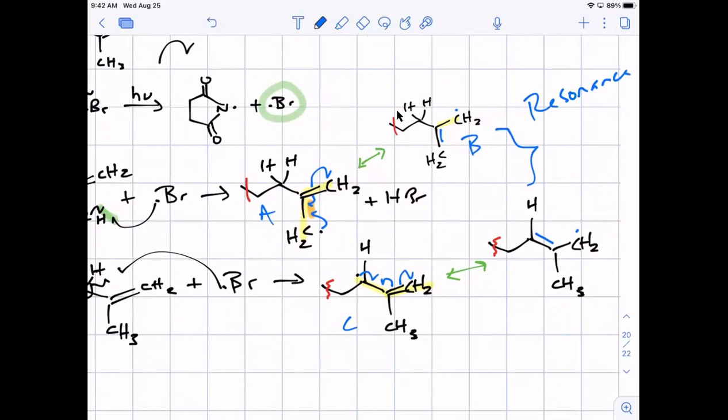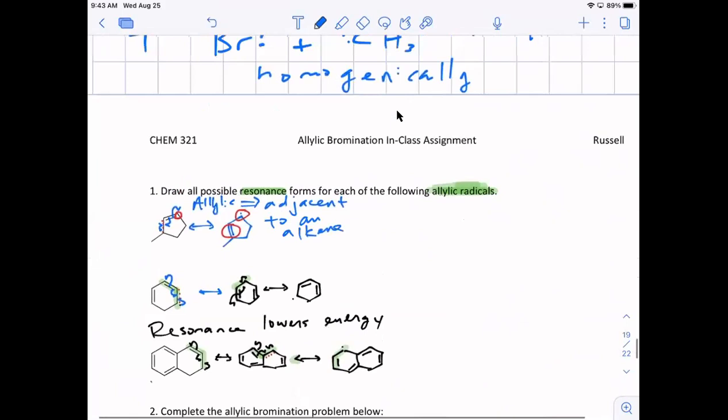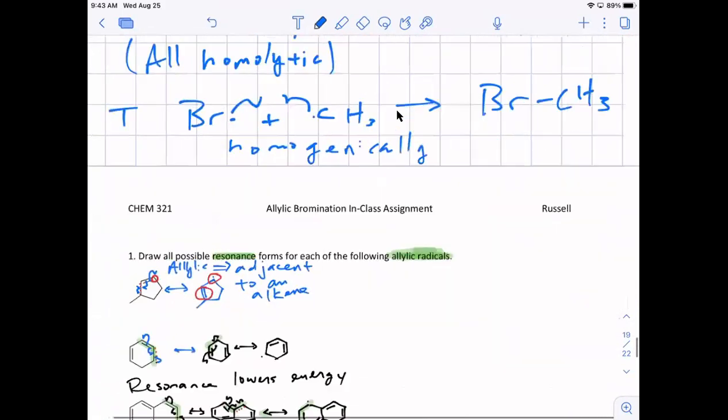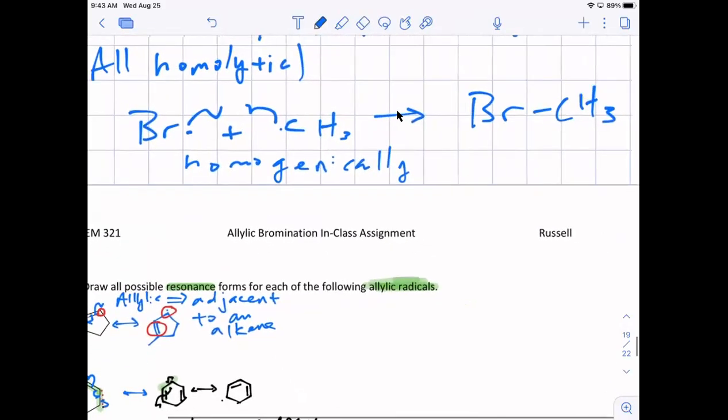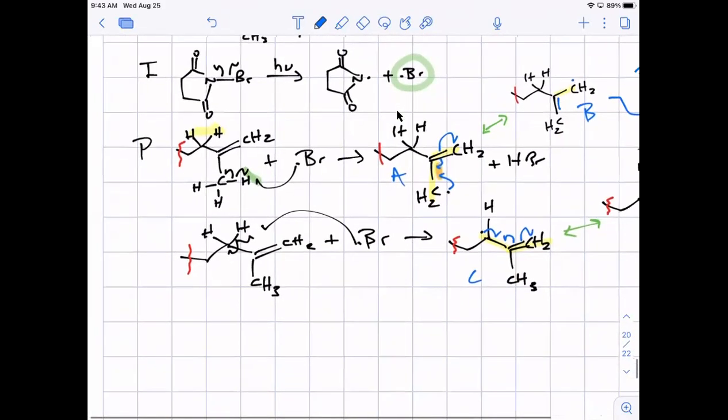So in the termination step, what am I going to be terminating? Let's go back up to the very top when we first started talking about this. Do you see how I showed the termination? You see how in the termination step, that's when my products come together, right? So I have a bromine radical reacting with a methyl radical, and then I get the product, which is right here. So what am I going to show in the termination step here?